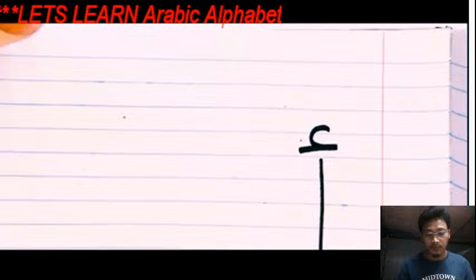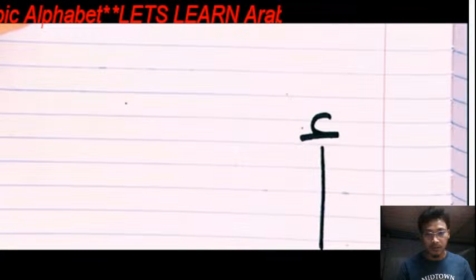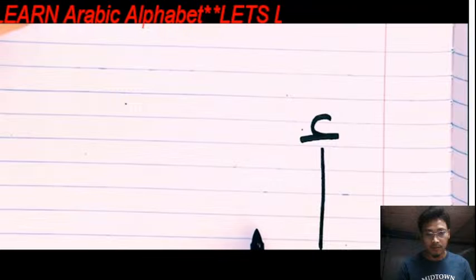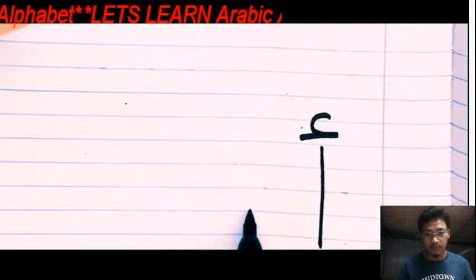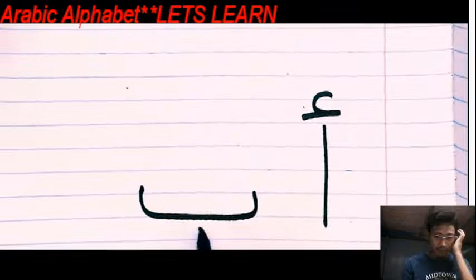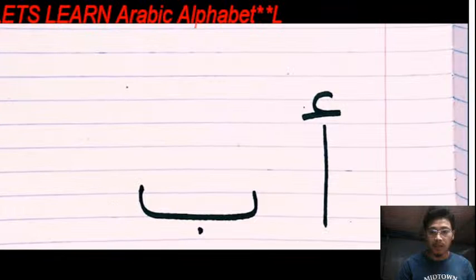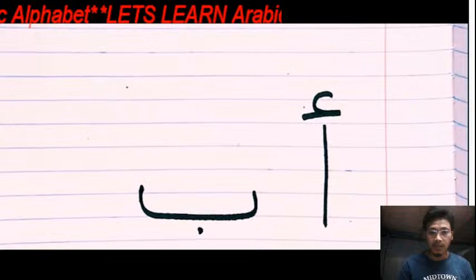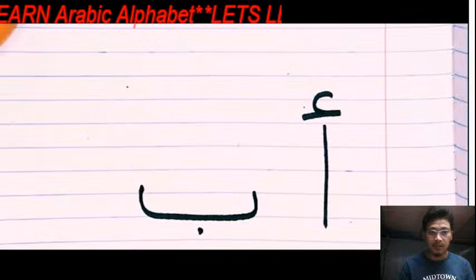Alif. And then I'm going to do Ba. Watch how I start. From the top, and I go down straight, and then curve it up again. One dot. Ba. Alif, ba.